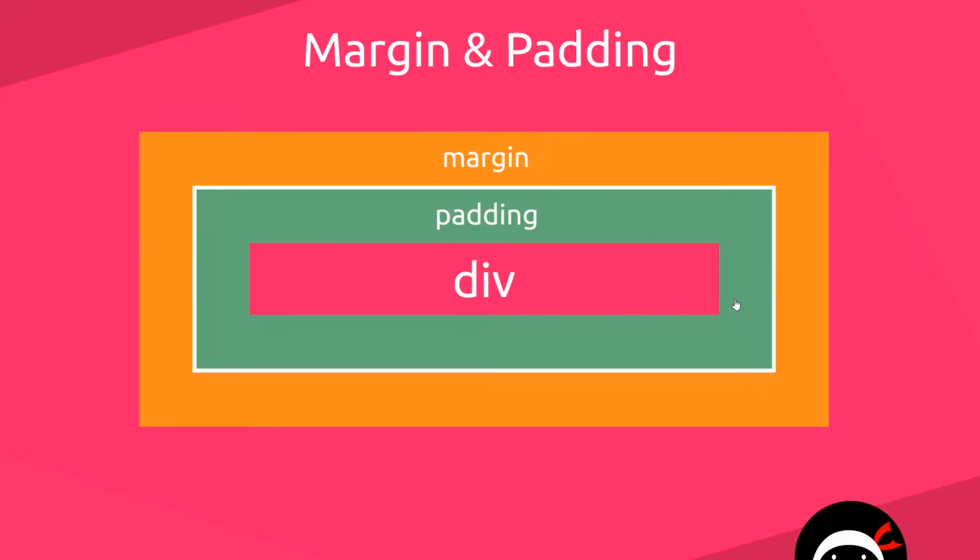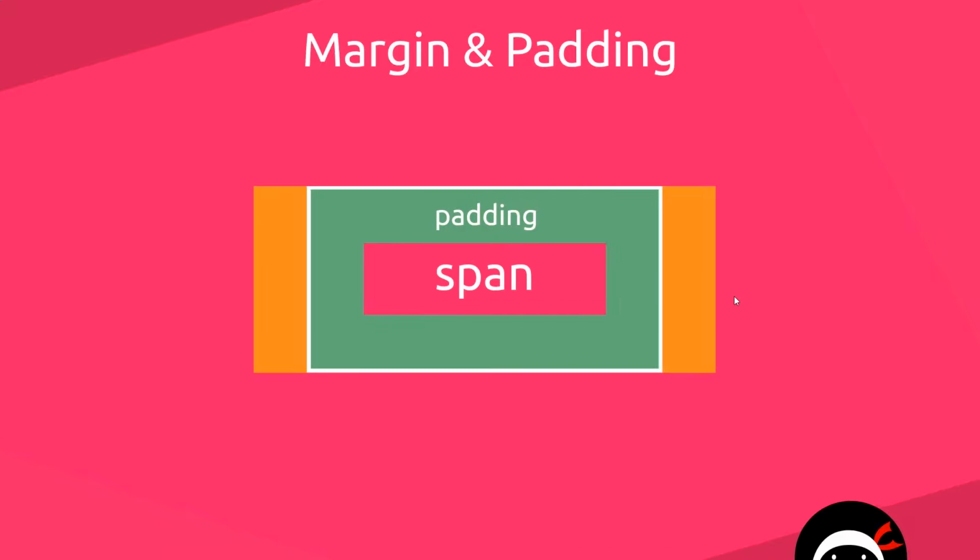But now imagine we have an inline element like a span tag. If we try to add margin and padding all the way around to that, the margin won't be added to the top and the bottom. It will be added to the left and right perfectly, but not the top and bottom. The padding, however, is fine. So it's important to remember that block level elements can have margin all the way around the element, but inline elements can only have margin to the left and the right of the element.